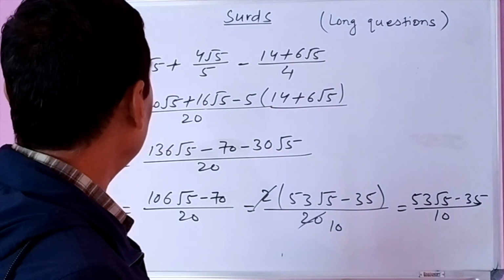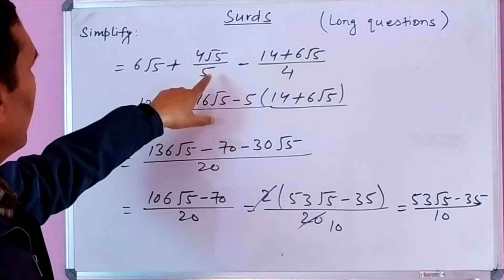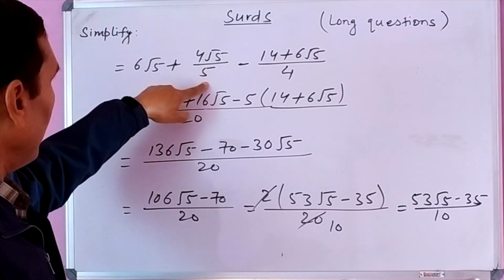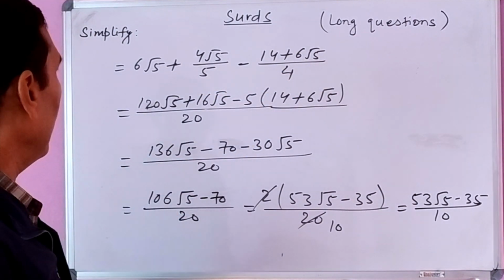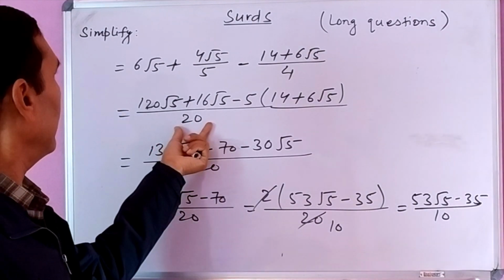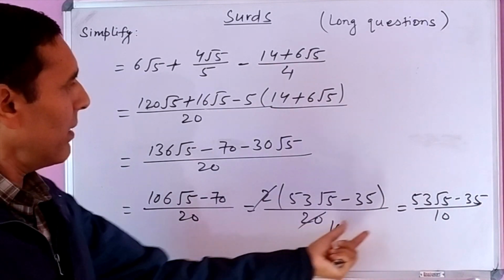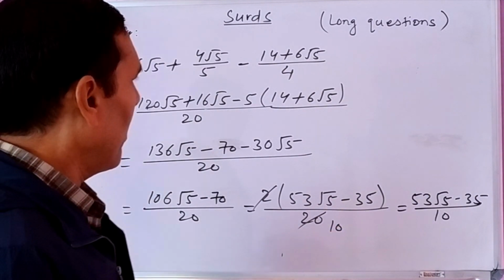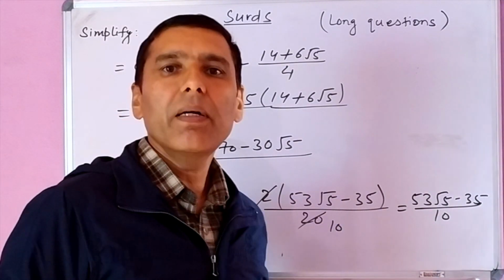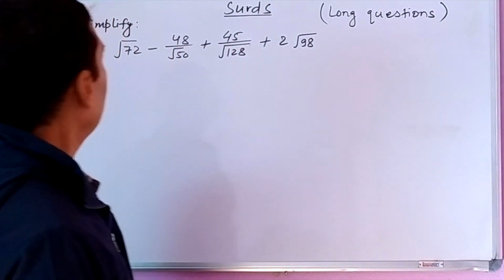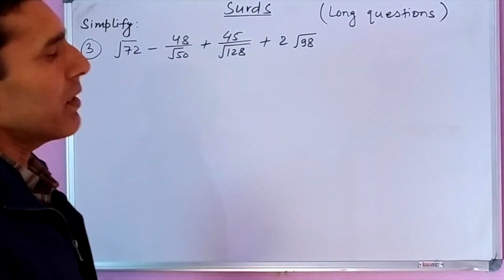First we have rationalized the denominator. As we got the denominator of the second term 5 and that of the third term 4, then we have taken the LCM 20 here. Then just simplifying, we get finally 53 root 5 minus 35 upon 10. So this is the question number 3, the long question from the source.